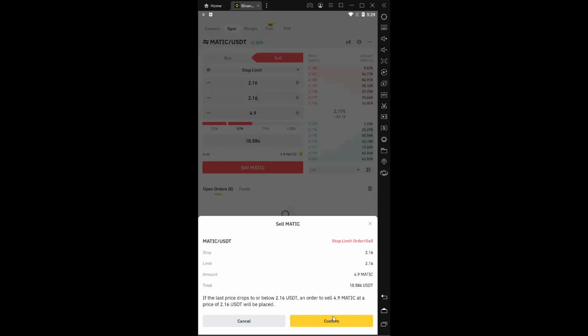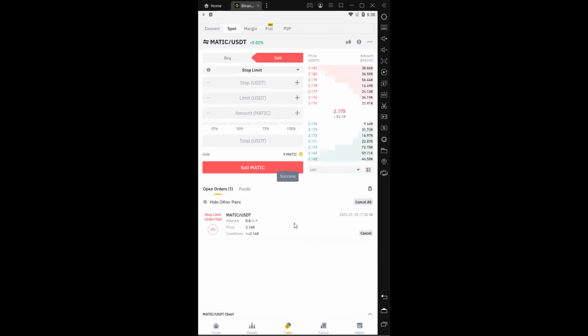So you are confirming that if it gets to this price, sell it. If the last price drops to or below 2.16, an order to sell at this price will be placed. So I press confirm. This will not sell immediately. It will just create a sell limit order until the price of this coin reaches this price. This particular condition will not be fulfilled yet. That's why I said it's a conditional statement: a condition that the price of the coin reaches 2.16. That is how stop limits work.